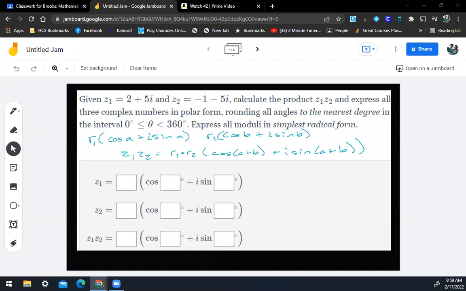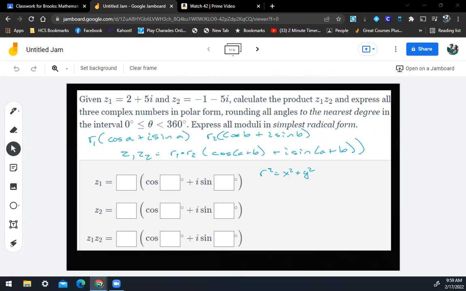All right, let's take a look at this problem. First, we're given that Z1 is 2 plus 5i, and Z2 is -1 minus 5i. The first thing we need to do is rewrite Z1 and Z2 in polar form. Remember, with polar, we need two things: one, we need R, and two, we need theta. The first thing we're going to do is find R. We find R with R squared equals x squared plus y squared, or in this case, a squared plus b squared, but you get the idea, right?